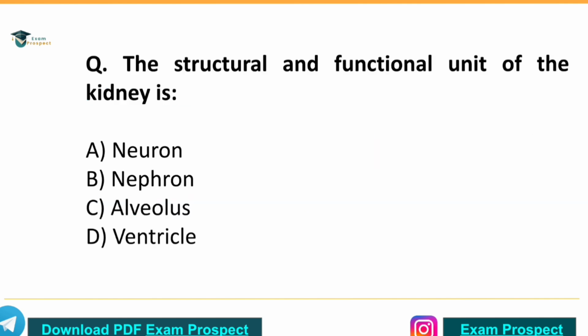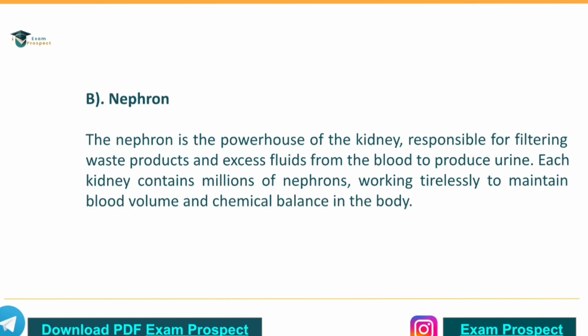Next question. The structural and functional unit of the kidney is? Correct answer is option B, nephron. Here the nephron is the powerhouse of the kidney responsible for filtering waste products and excess fluids from the blood to produce urine. Each kidney contains millions of nephrons working tirelessly to maintain blood volume and chemical balance in the body.